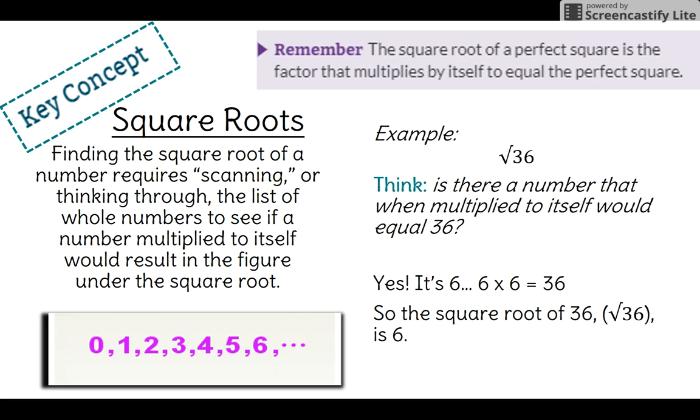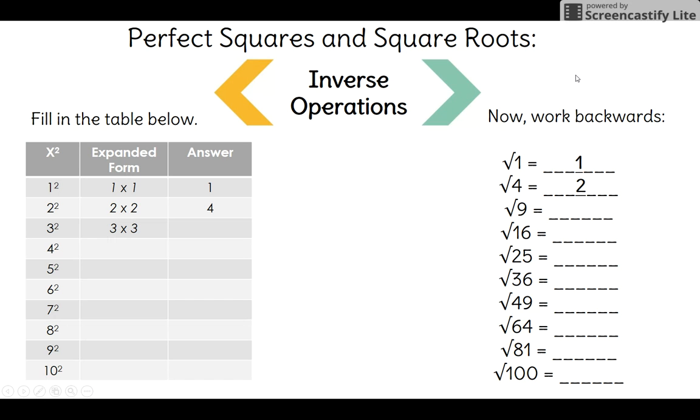So you want to remember that the square root of a perfect square is the factor that multiplies itself to equal the perfect square. And all that means is that a square root is a whole number, and when we multiply a whole number by another whole number, we should get a perfect square.